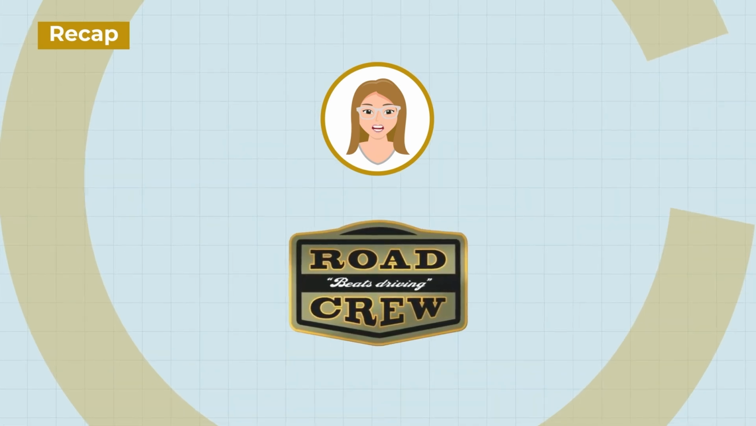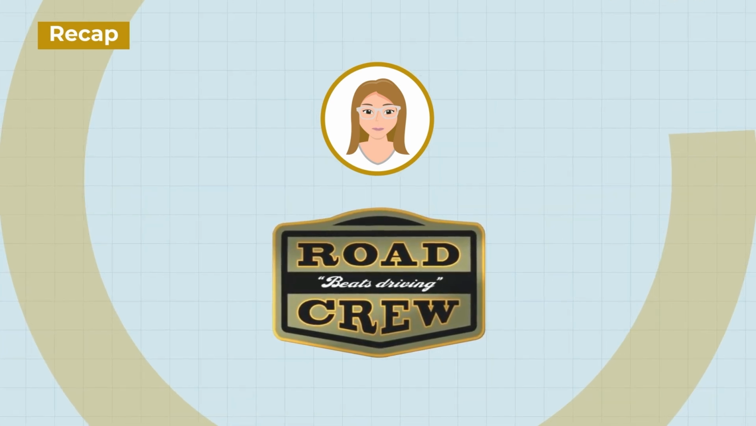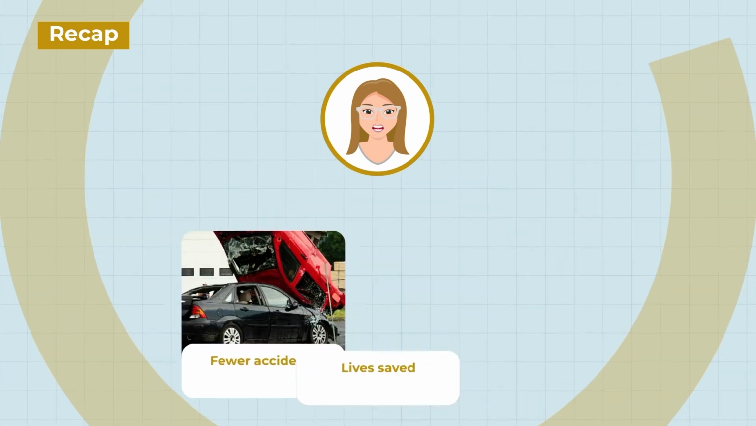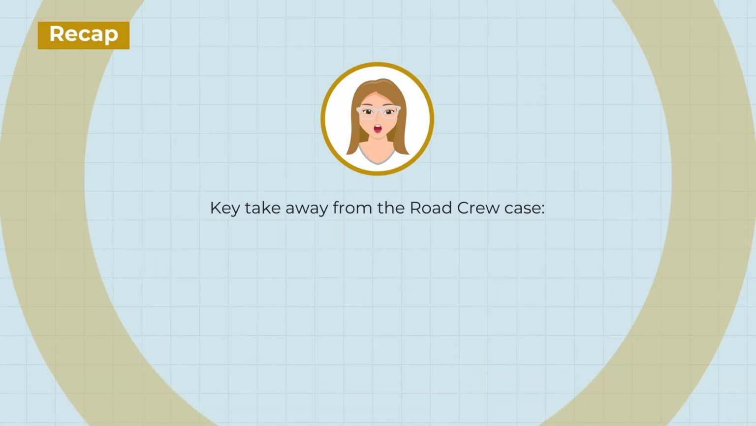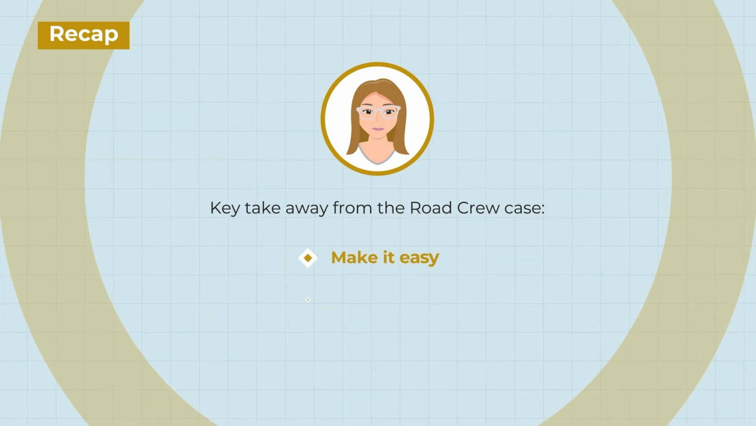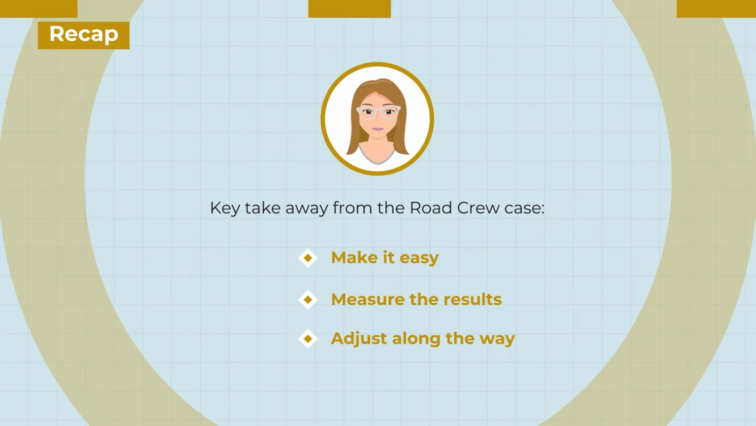They made it convenient for people to get home safely after a night out, kept their messaging simple, and backed it all up with solid data. The result? Fewer accidents, lives saved, and some very happy funders. So, if there's one lesson to take away from the road crew case, it's this: make it easy, measure the results, and don't be afraid to adjust along the way.